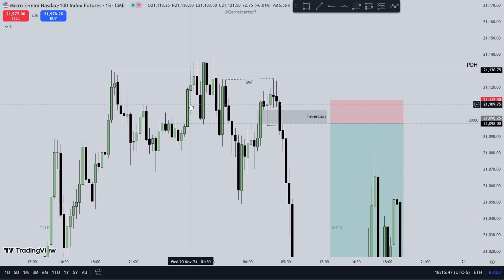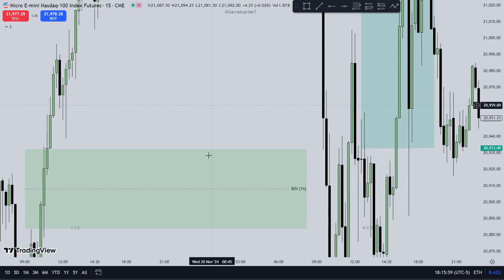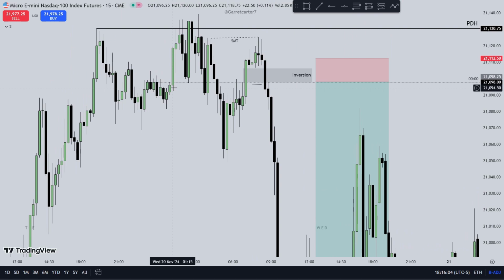Okay, and again, for longs, you do all of this, but vice versa. So you would wait for the previous day's low to be taken. You would map out a bearish fair value gap, a SIBI, on the 1 hour time frame.